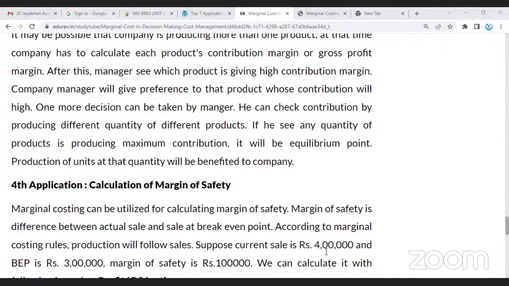Let us say X Limited is a company with an average PV ratio, profit value ratio, of 50%. These 50% include fixed cost plus profits. The marginal cost of production is estimated at rupees 30. What will be the amount of selling price? Suppose the selling price is 100, the variable cost is 50, the remaining 50 rupees is contribution. So here the PV ratio is C by S, contribution by sales, which is 50%, right?